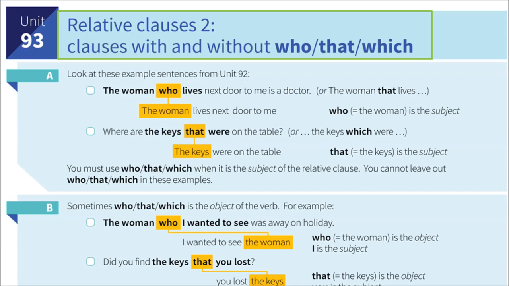Unit 93. Relative clauses, 2. Clauses with, and without, who, that, which.